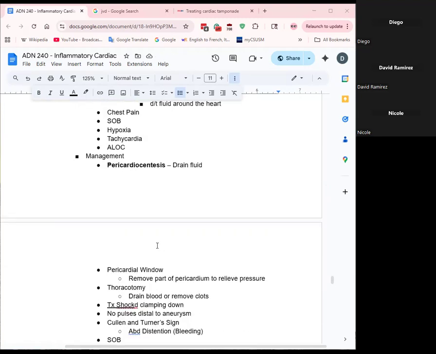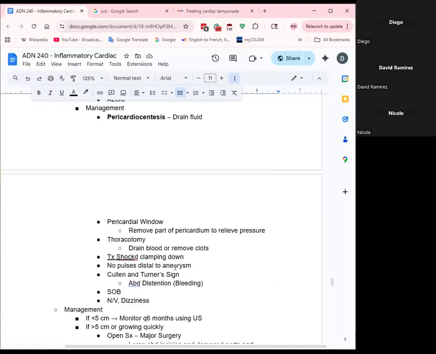Some of your management is going to be draining the fluid. They have this little sac full of fluid, and you're going to drain it. Well, you're not going to do it, but you get what I mean. They're going to drain the fluid, either directly through a pericardiocentesis, or by having a pericardial window to relieve the pressure. Treat the shock, so same idea. You're going to be using your vasopressors and your contractility medication.